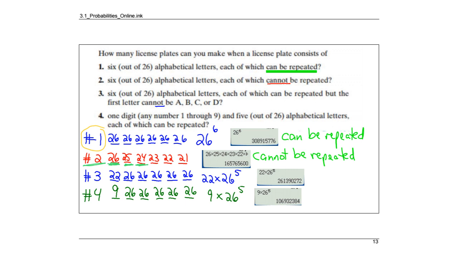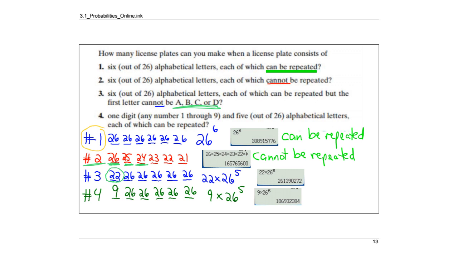All right, number 3, we're still going to do the 6 letters that we can repeat. However, the first letter cannot be A, B, C, D, or E. So this first letter, we do not have 26 choices. We only have 22 choices because we took out A, B, C, and D. That one gets us to 261 million.